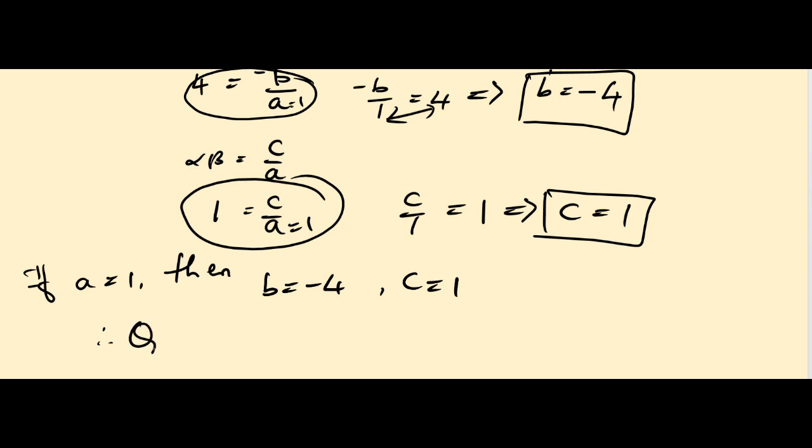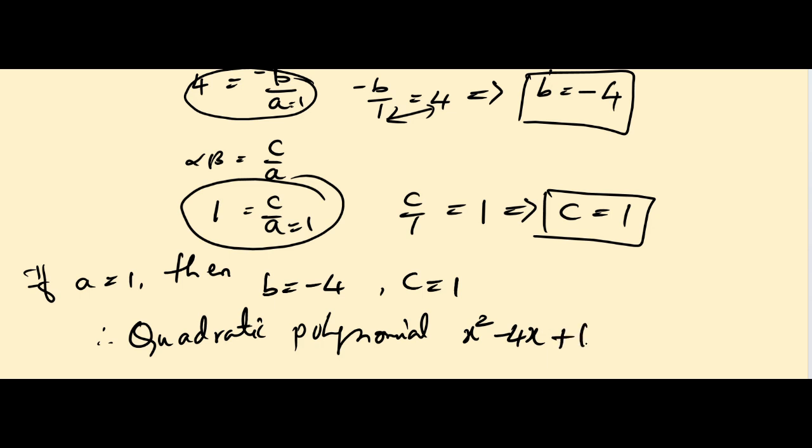So therefore the quadratic polynomial will be x square plus bx plus c. A means here 1, so 1x square plus bx, b means minus 4x, plus c means plus 1. We got c, that is 1.